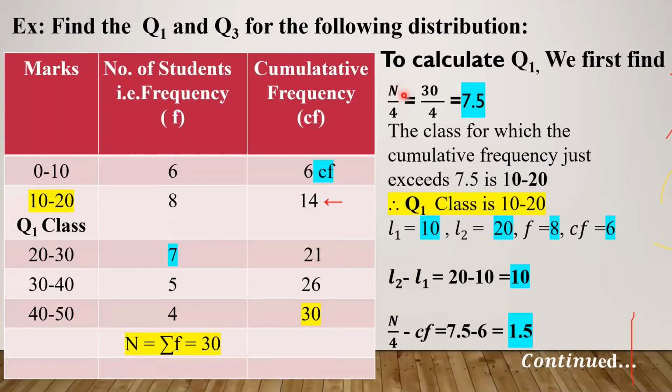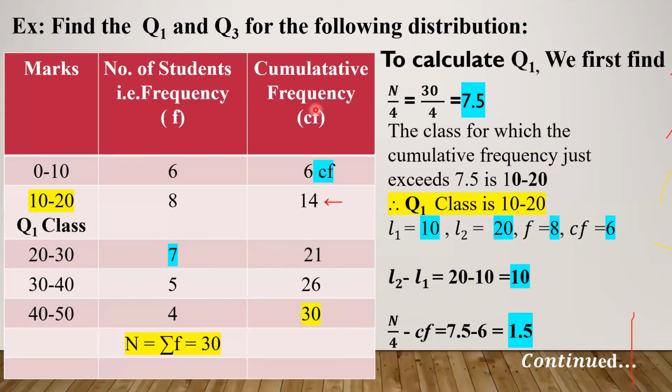Put the value of n. N is 30. So 30 upon 4. 30 upon 4 will give you 7.5. So third step you have completed. Now what is the fourth step? For fourth step, what you have to do?